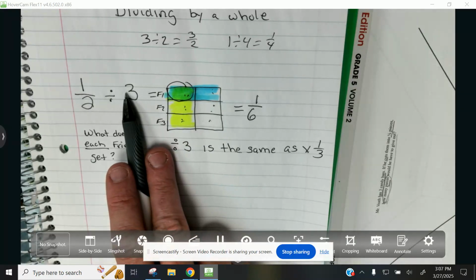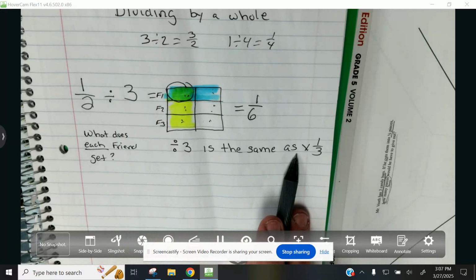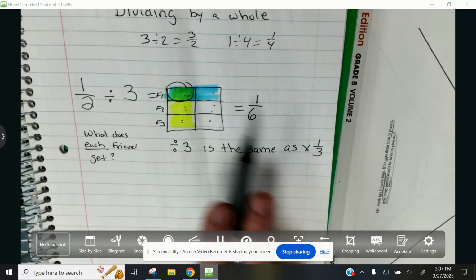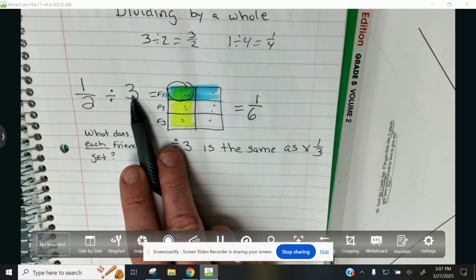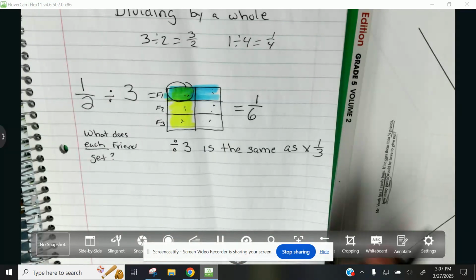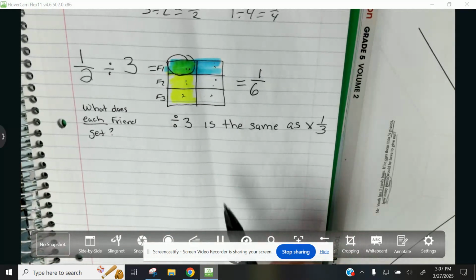Am I dividing by 3 people, or do I want 1/3 of something? Which is why fraction of something means multiply. And if I'm splitting by 3 people, it means divide. They get the same outcome, but they're definitely different things. That's why it's so important to pay attention.